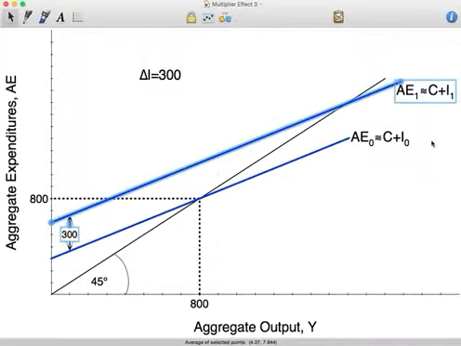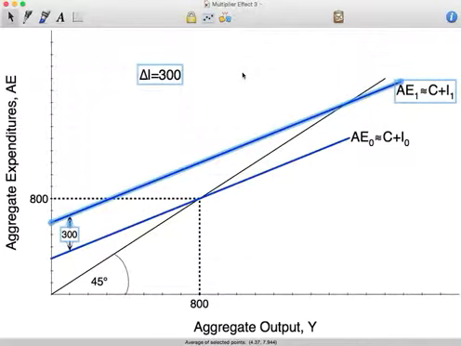And we can see here that now I have it labeled as AE1, roughly equivalent to C plus I1. And the I1 and the sub-ones are to indicate that we have a change, and in here we have a change in investment by 300. So that change in investment is going to cause the aggregate expenditures curve to shift upward by that amount, the 300.